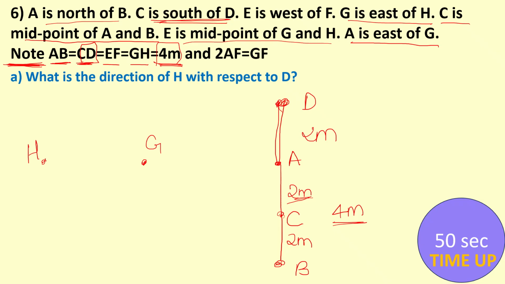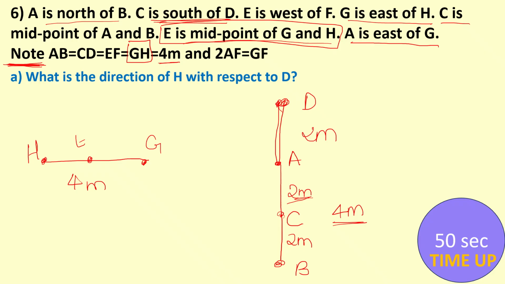Correct? Now what they have said, GH is equal to 4 meter. So now this is 4 meter suppose. Now come back to this point. E is the midpoint of G and H. That means this will be again 2 meter and here you will have 2 meter. Correct?